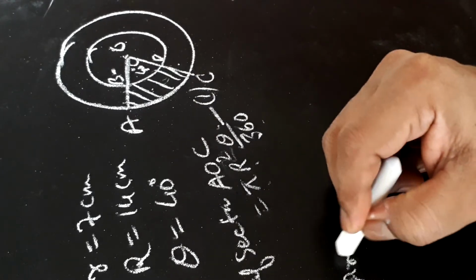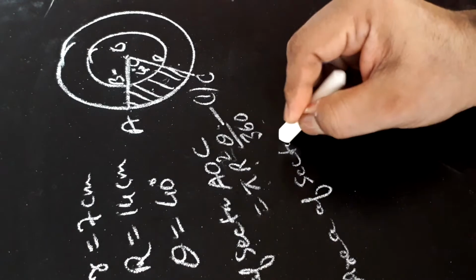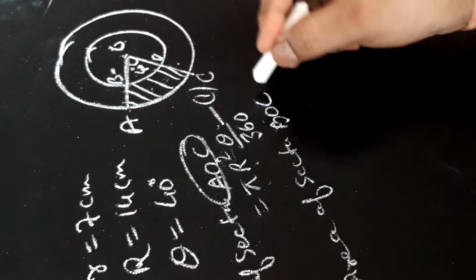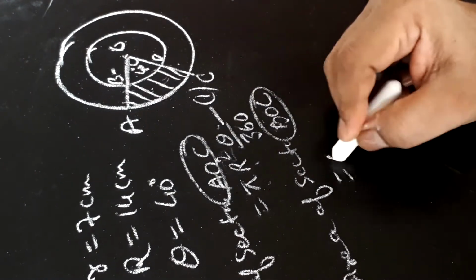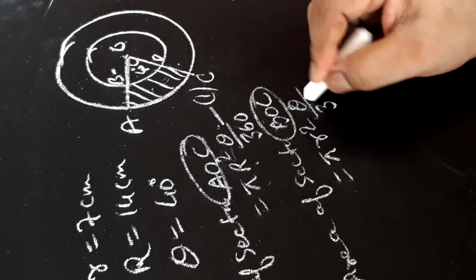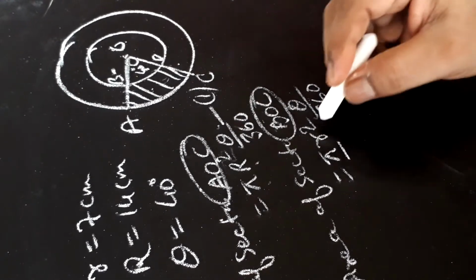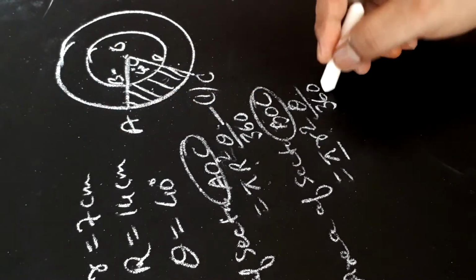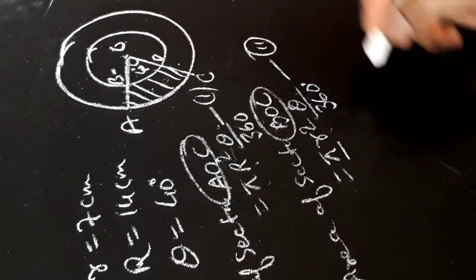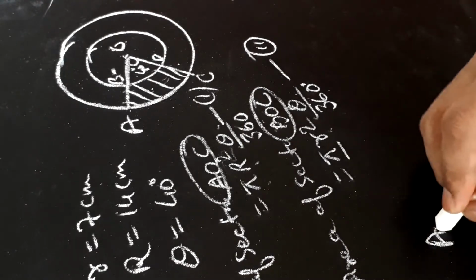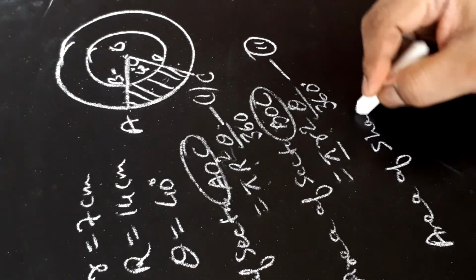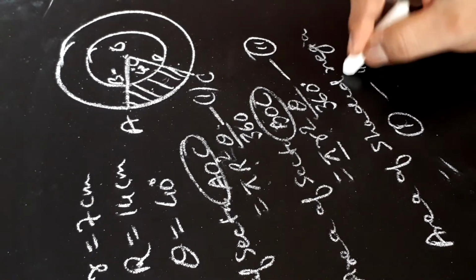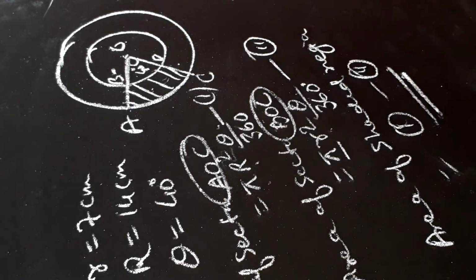Now we will find the area of sector BOC. We have found AOC here. Now we will find area of sector BOC. It will be pi r square theta by 360. Pi we know, small r here 7 centimeter, theta already given 40 degrees and 360 degrees. We will find it and let it be 2. Now to find the area of shaded region, area of shaded region will be 1 minus 2. We will get the answer.